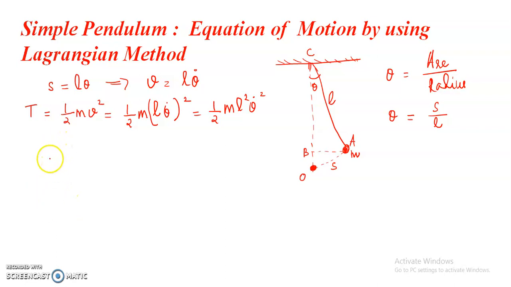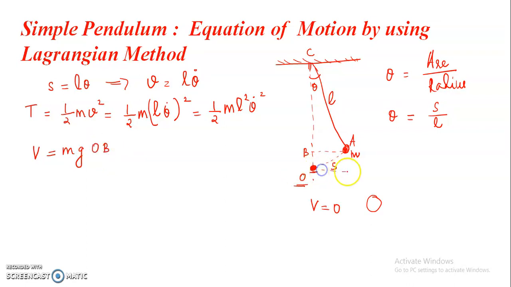Now we are going to take an approximation, that is the potential energy of the system when the bob is at O is 0. So the potential energy when the bob is at A is given by V equal to mg into OB, because it is above that height. The height here is h equal to OB. We know that potential energy is mgh, so here the potential energy is mg into OB.